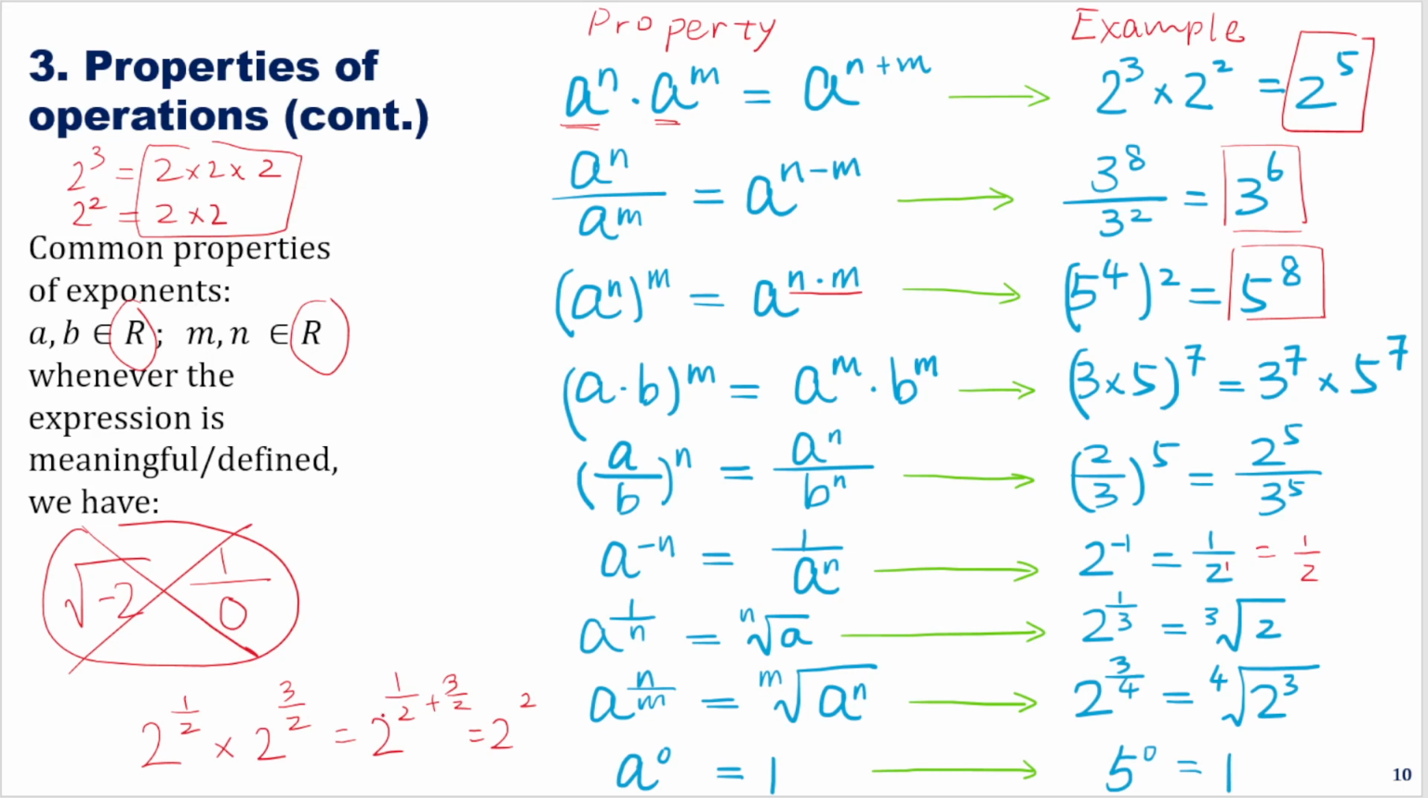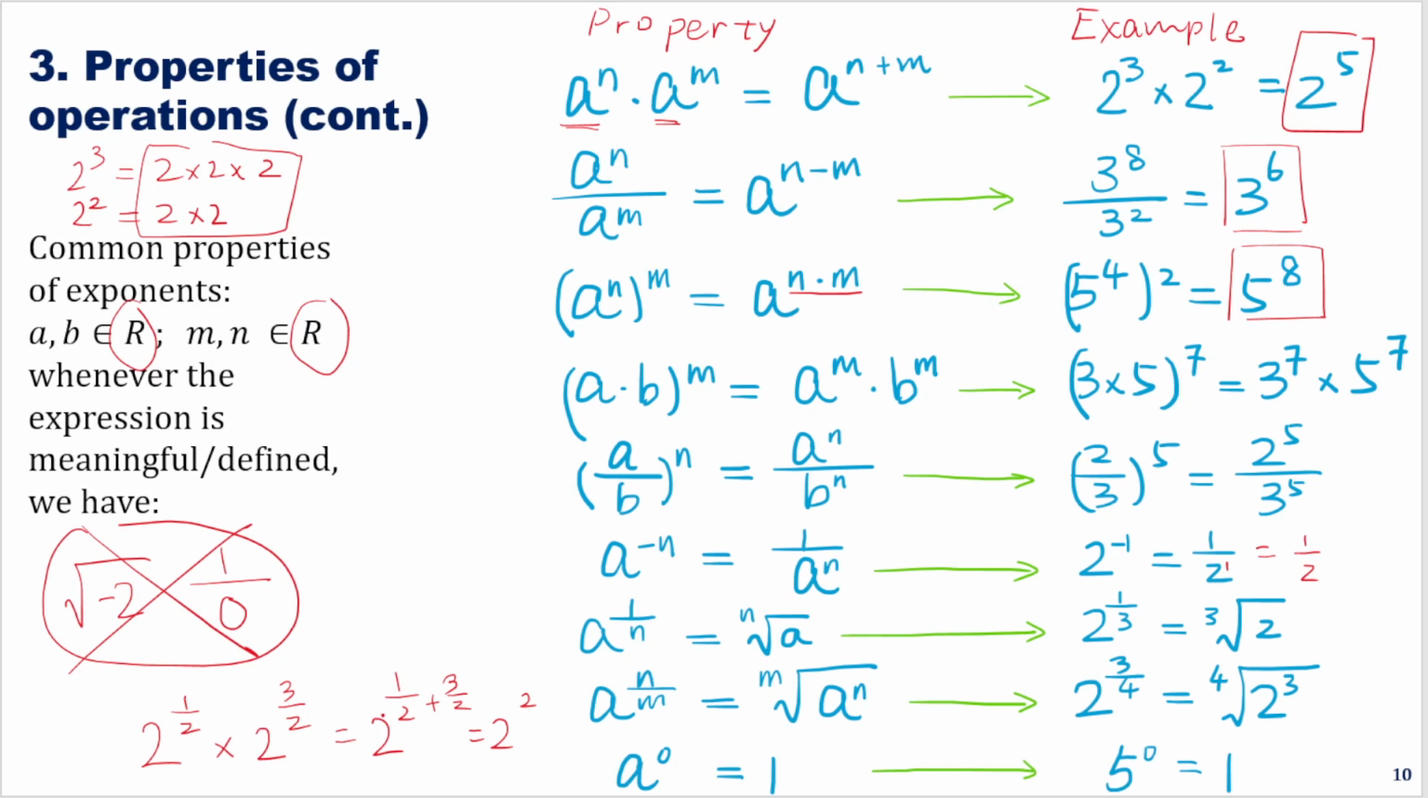And next, a to the power of 1 over n is actually the nth root of a. Of course, your value of a must make this nth root meaningful. Okay, for example, 2 to the power of 1/3 is actually the cubic root, or the third root, of 2.